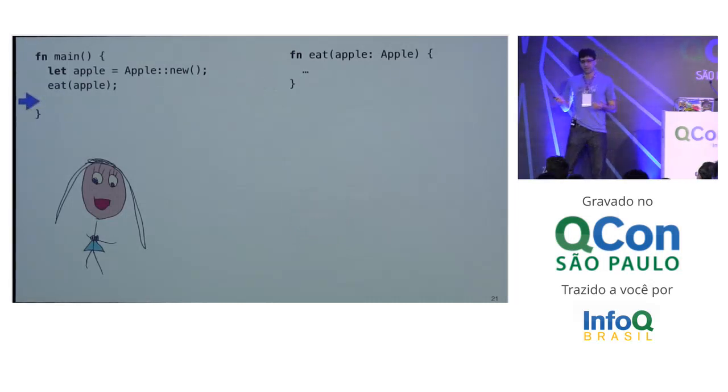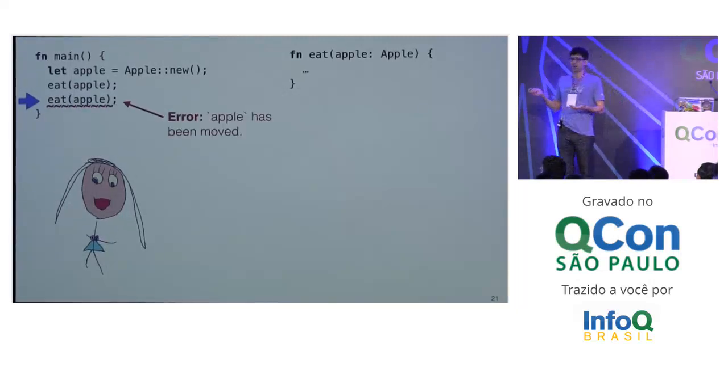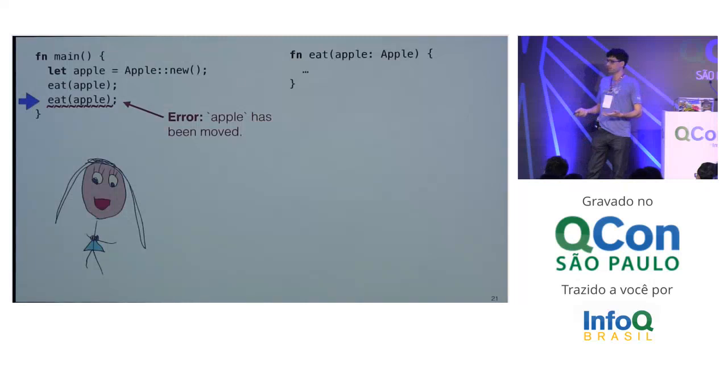And now we come back. And now you might ask yourself, okay, we gave away the apple. What happens if I try to call eat again with this apple that I gave away? And the answer is, the program will not compile. The compiler tracks what you have and what you don't have. And if you try to use something you don't have, it tells you that you can't do that, right?